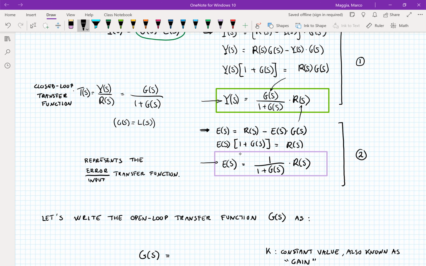Now, if we took the ratio between the error and the input, well, that represents the error over input transfer function. It doesn't really have a name, but conceptually, this is what it represents. Okay, so with that being said, what we really were looking for was the error function.